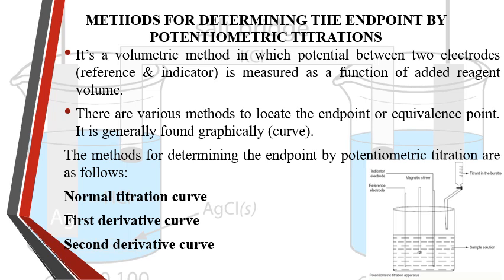Now, the electromotive force of the electrode system is measured by the potentiometer or by the electronic voltmeter. The methods for determining the endpoint by potentiometric titration are as follows: the normal titration curve, the first derivative curve, and the second derivative curve.